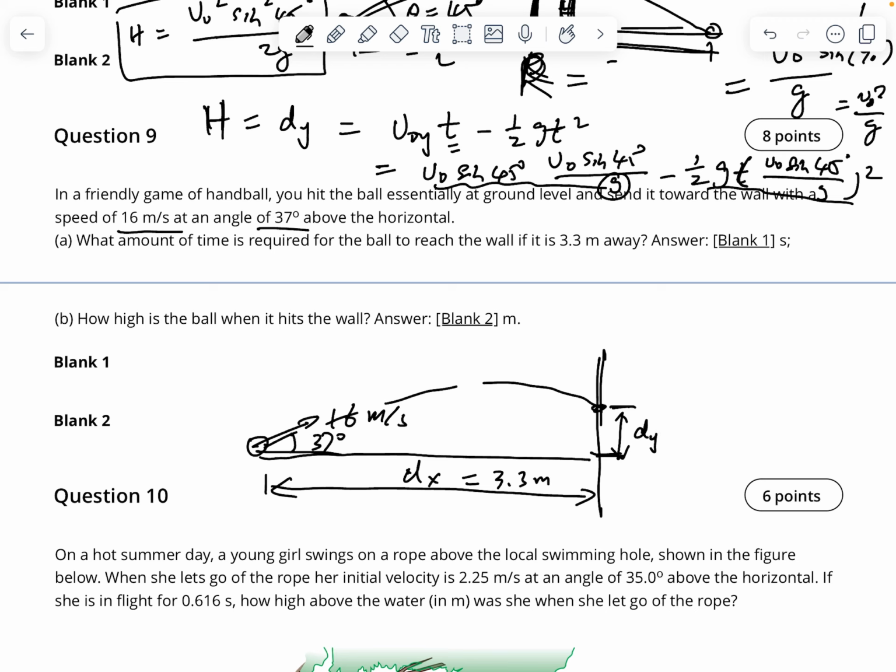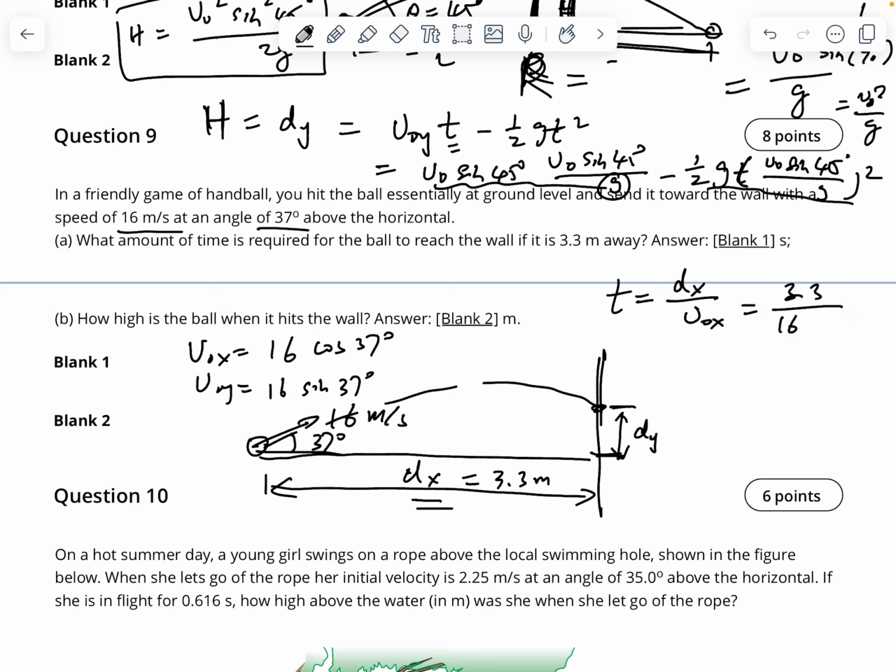Okay, so we have to break this down into velocity components. So v0x equals 16 cosine 37, and v0y equals 16 sine 37. All right. And then we know dx is 3.3, right? So in the x-axis, we can find the time. Time equals dx over v0x, so equal to 3.3 over 16 cosine 37. Okay, that's the time in the air, the time you hit the wall.